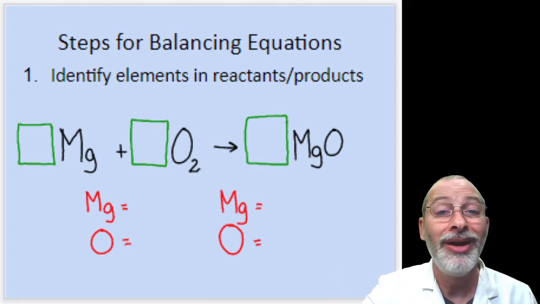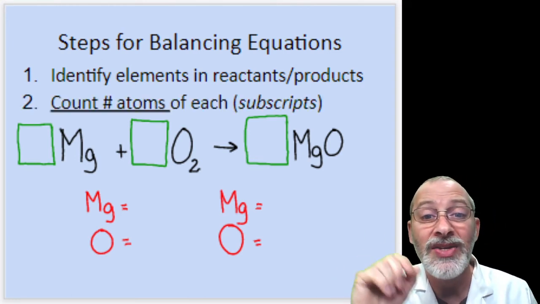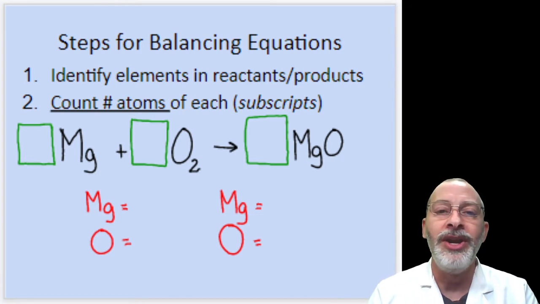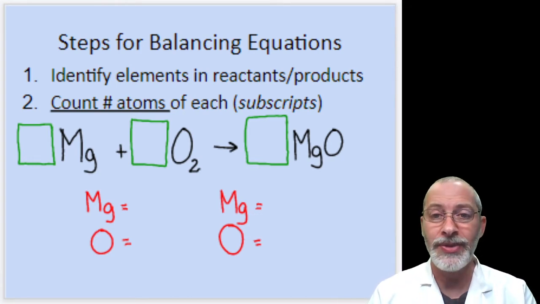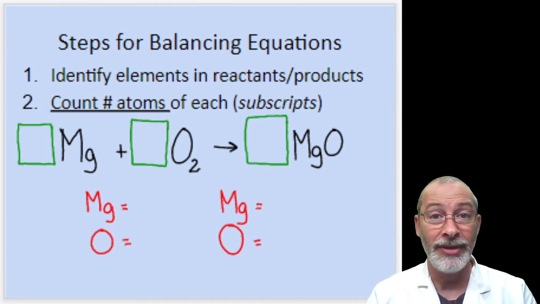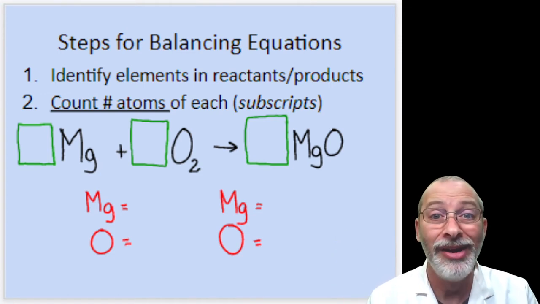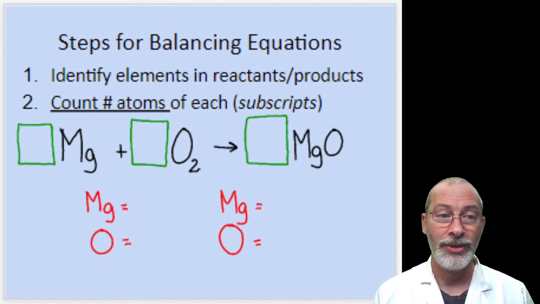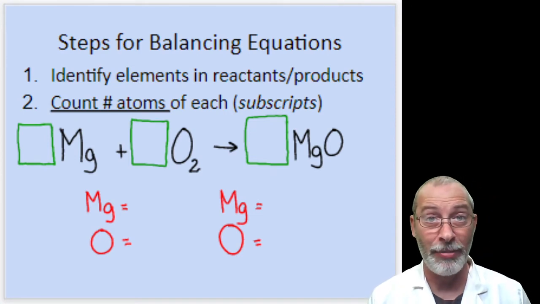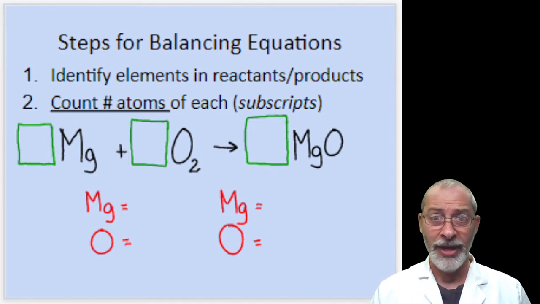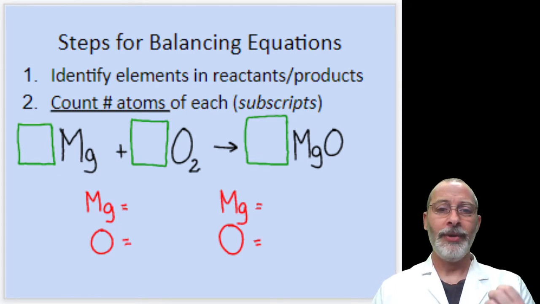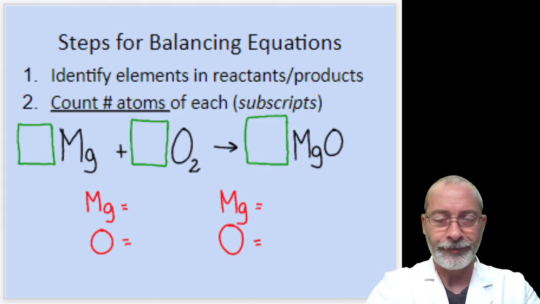So let's go to step 2. Step 2 is to count the number of atoms of each element. And I put a little hint there. Look at the subscripts. Use the subscripts to help you. So do you remember subscripts? If not, go back a couple topics and refresh your memory. But the subscripts tell you the number of atoms of any particular element.